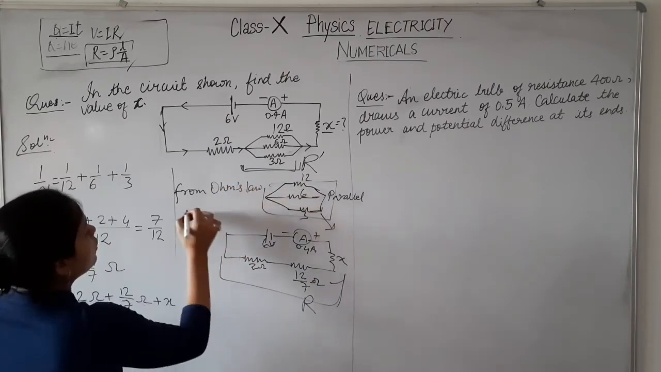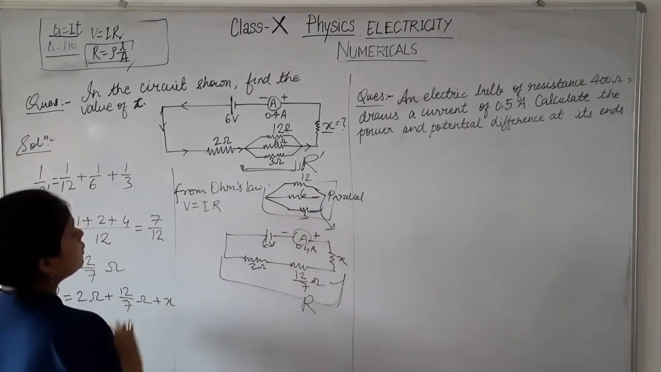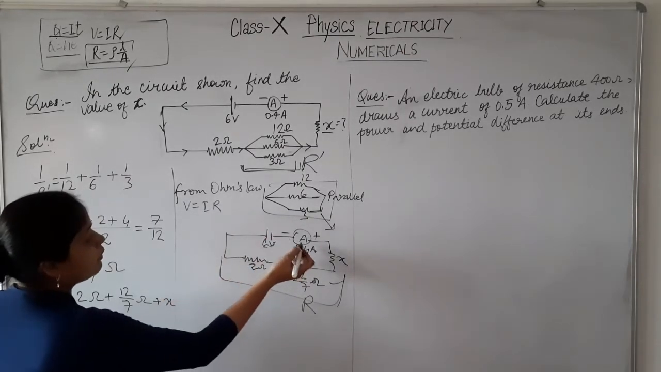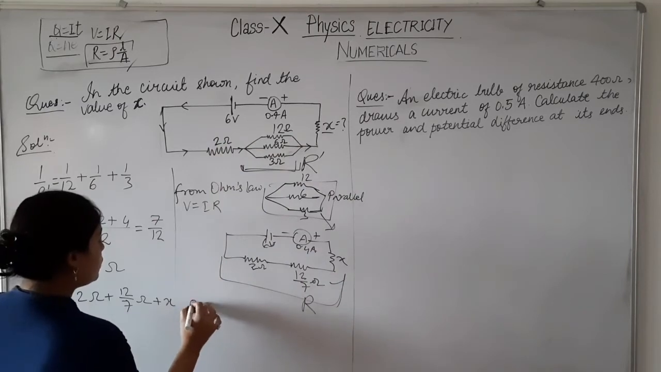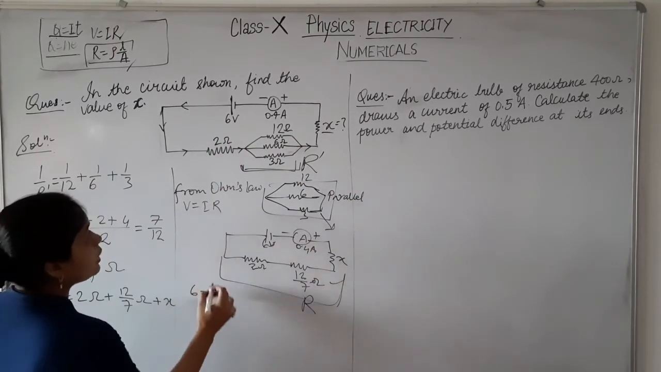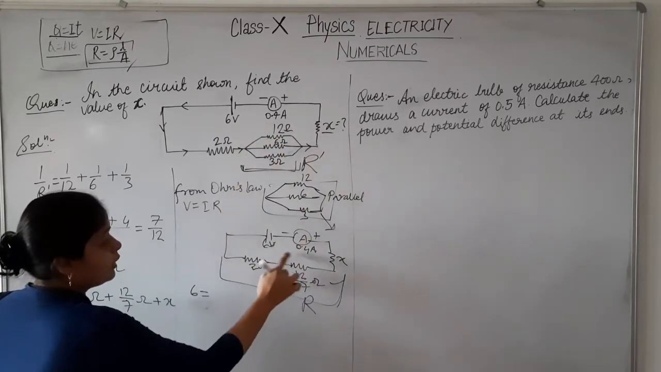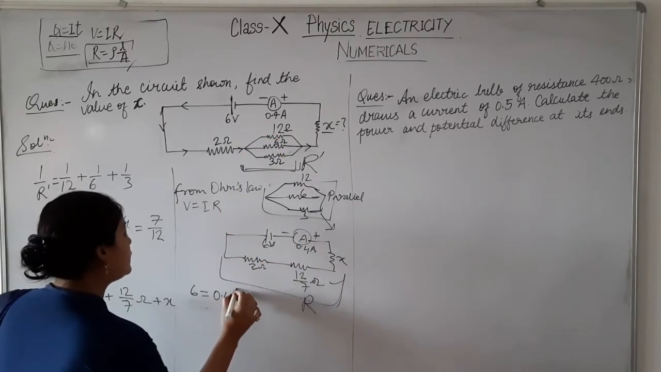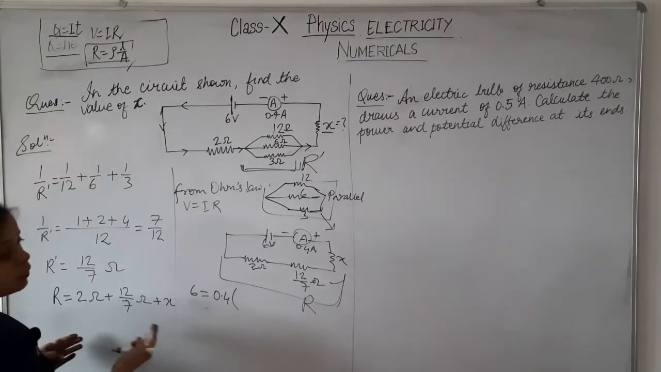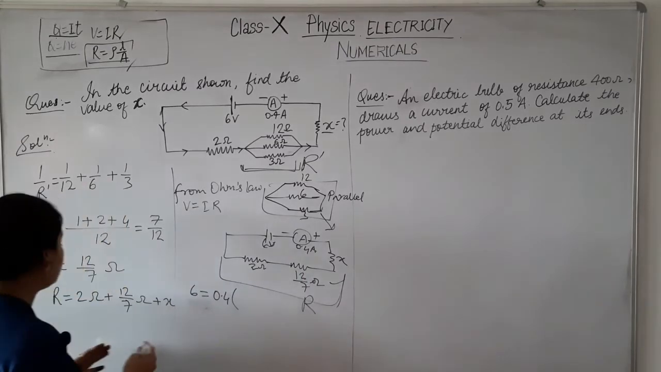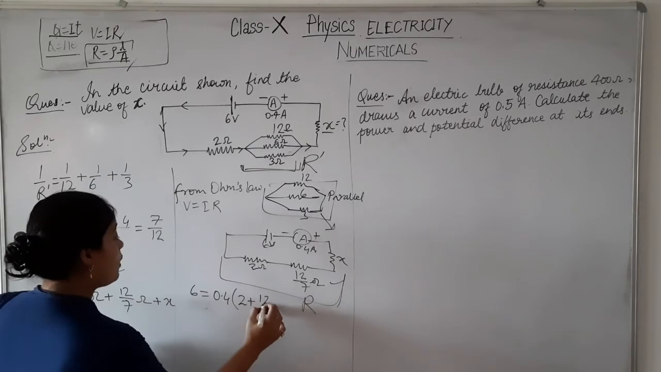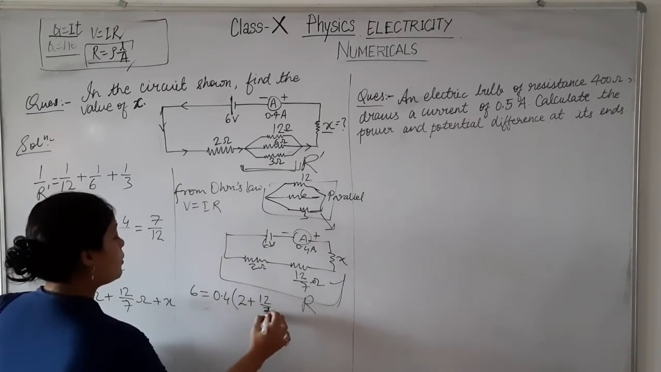From Ohm's law we know that V is equal to IR. Now it is given here 6 volt, so V is equal to 6. I is equal to 0.4, written in both places. And R is actually this R, the resistance of this circuit, which is 2 plus 12 upon 7 plus X.